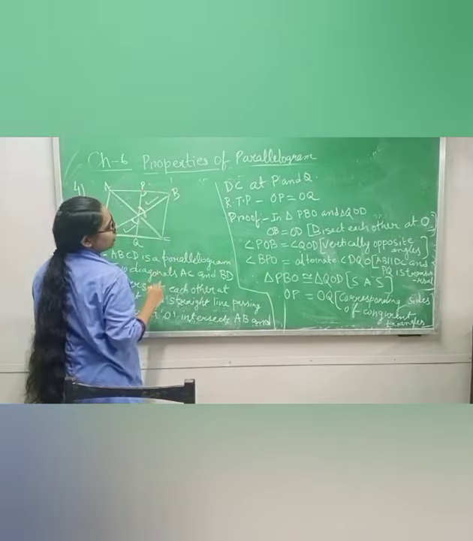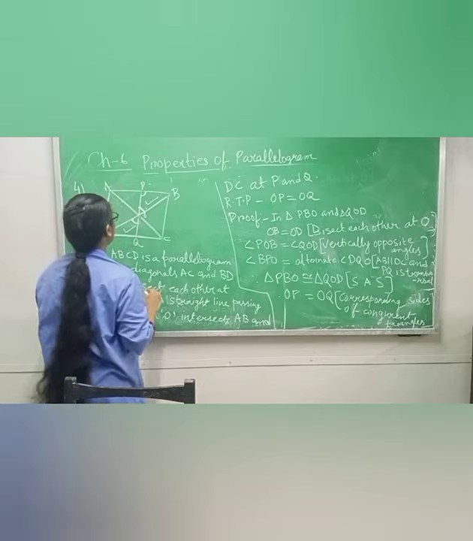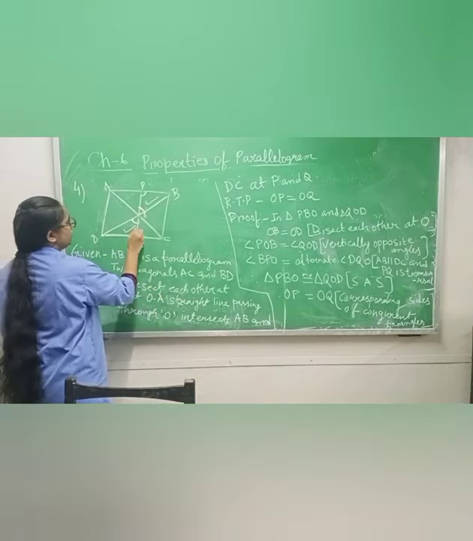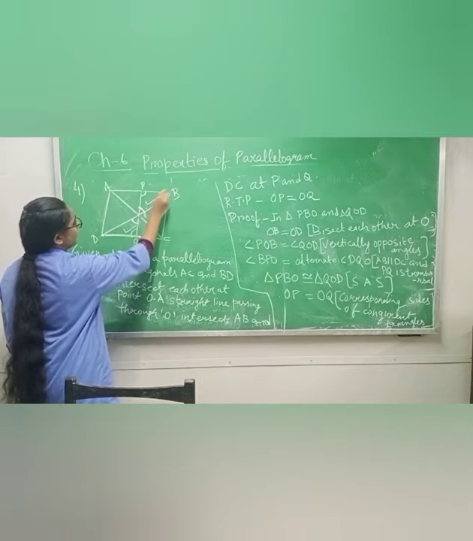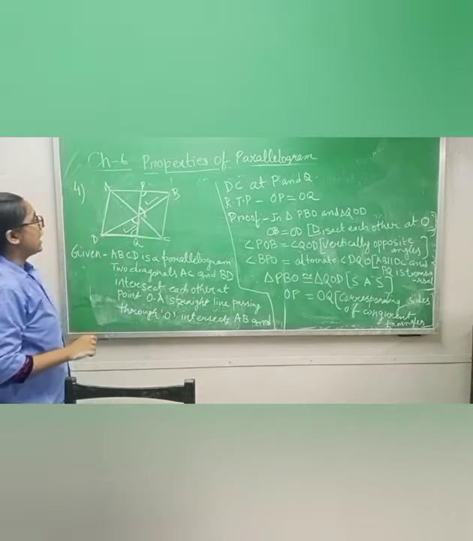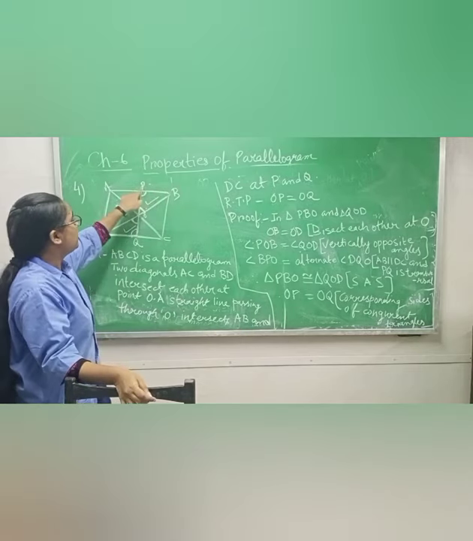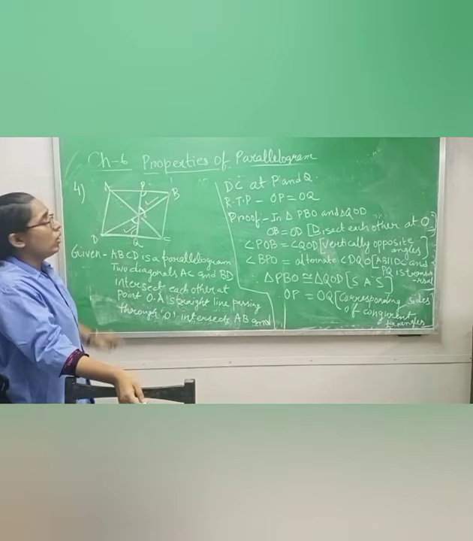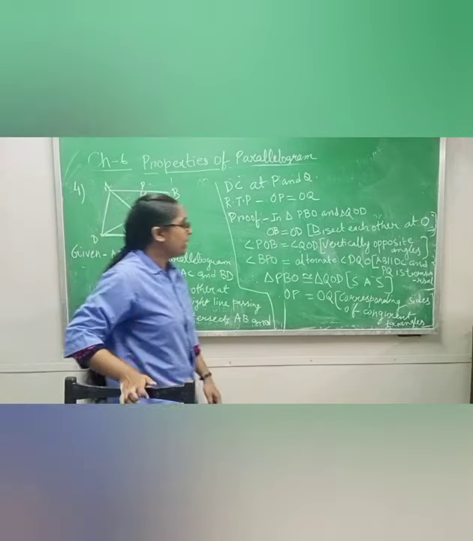This angle is equal to alternate angle DQO. See, they are almost making a Z. That is why BPO and DQO are alternate angles. And why are they alternate angles?